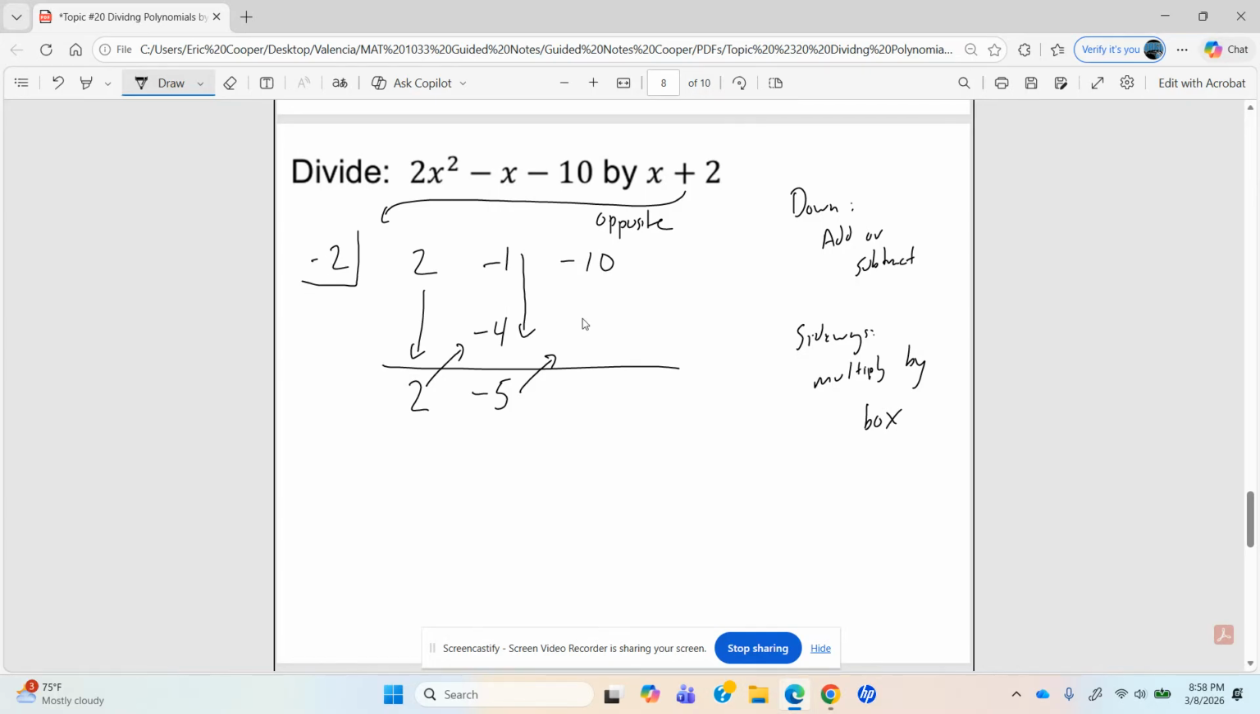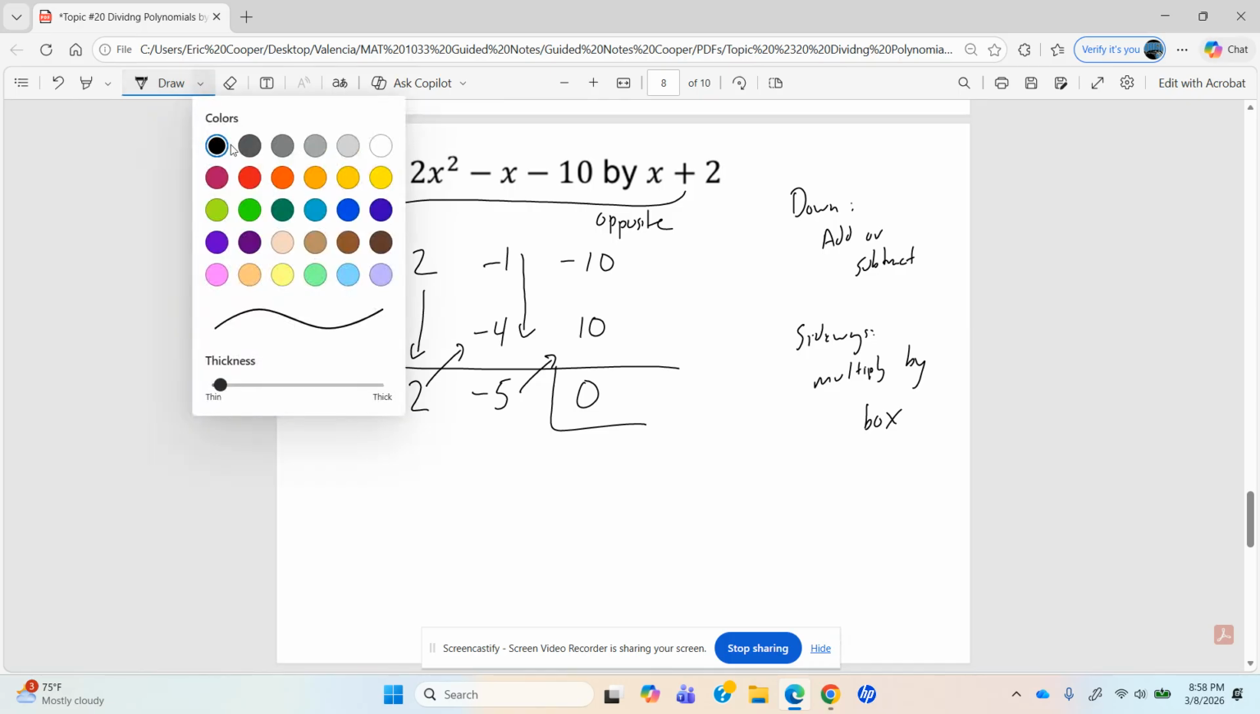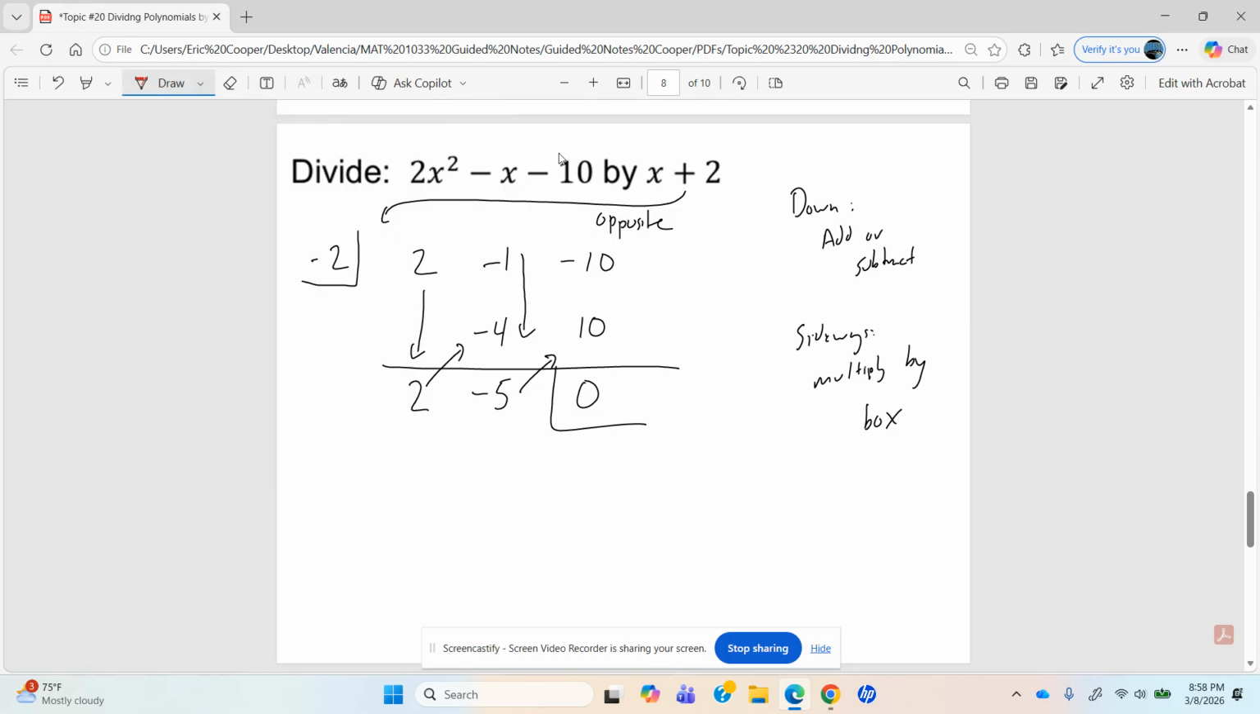-5 times -2 is +10. And we've got -10 plus 10 equals 0. And when we get to the last number here, we're going to put a box around it just like we did here. So I want to go back and remember that when we did this, we got rid of the variables. So this used to be the x squared, the x, and this here was the constant.